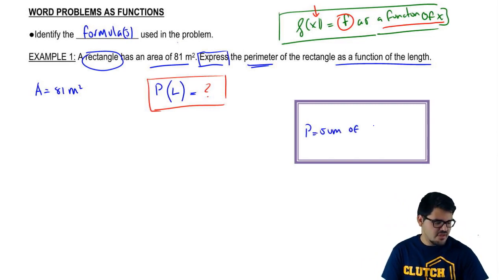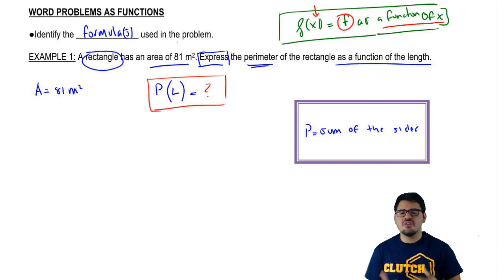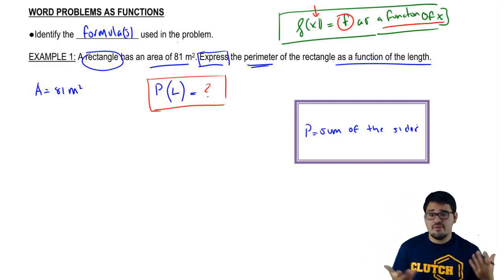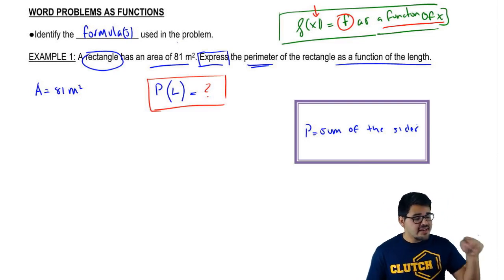Perimeter is just a sum of the sides, right? Or you just add up all the sides, however you've been taught perimeter. Or if maybe you've never been taught perimeter, that's still okay. But how are we going to add the sides?